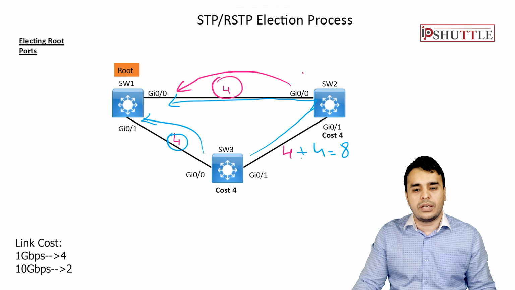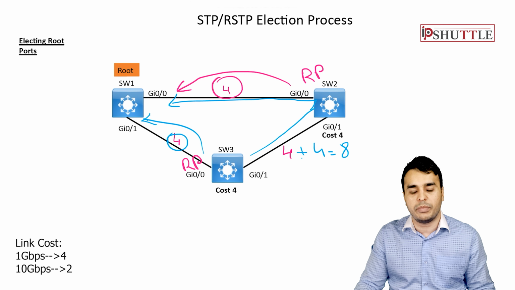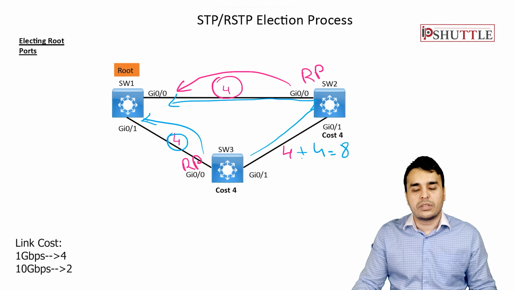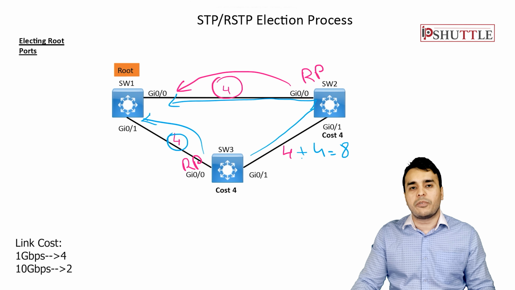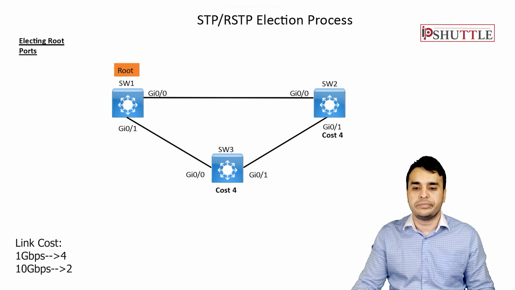From switch 2, GigabitEthernet 0/0 provides the least cost. This becomes the RP. And from switch 3, GigabitEthernet 0/0 provides the cost 4. So this one becomes RP. But these two, if you notice, the cost from here to reach switch 1 is going to be 8. And if switch 2 tries to reach the root bridge from GigabitEthernet 0/1, it's also going to be 8. Now we have selected which links are providing me the least cost. I will be selecting them as root ports.